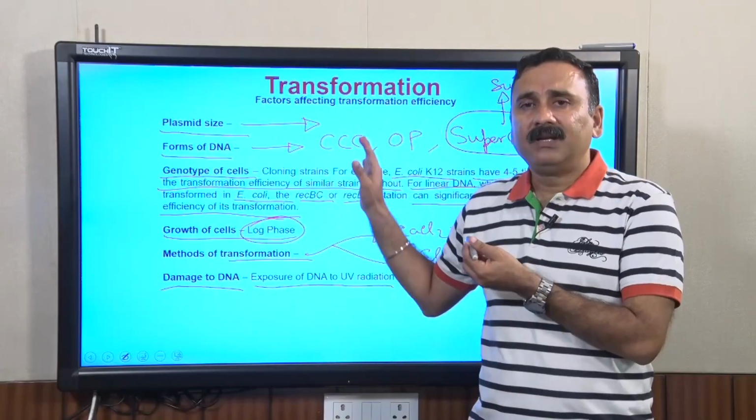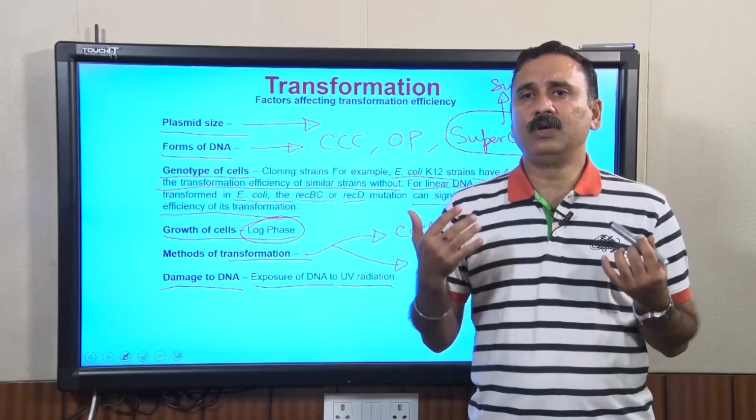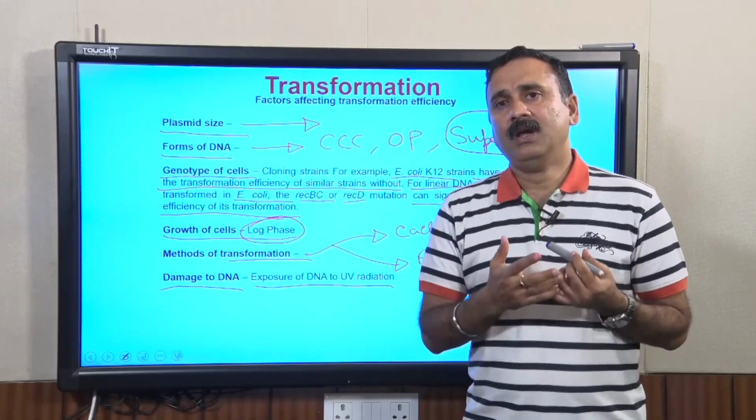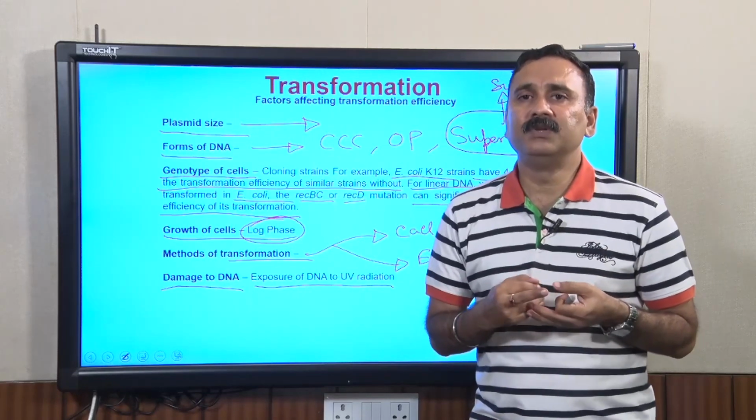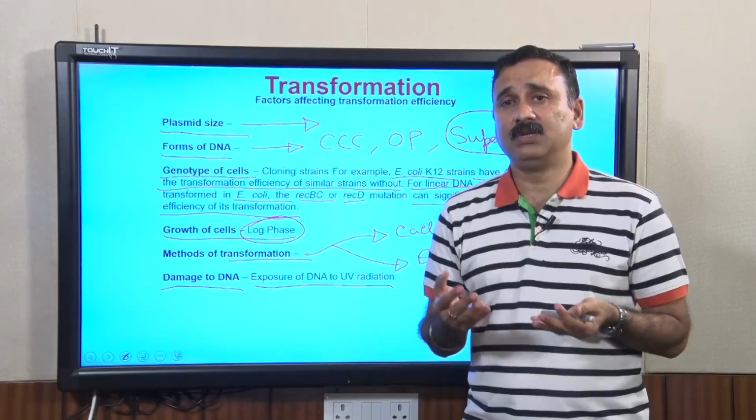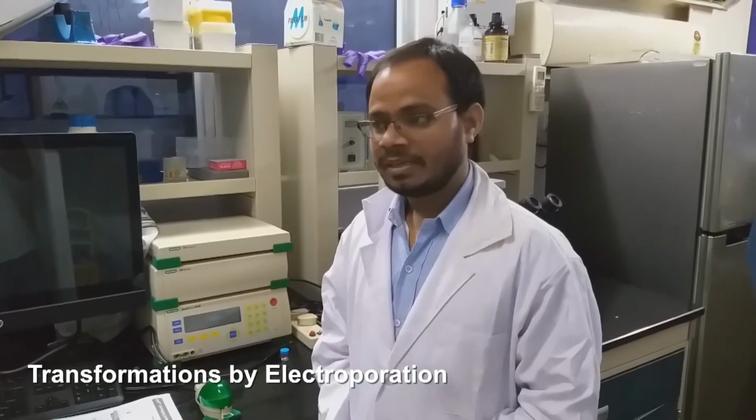And for practical purposes, we are also going to show you a small movie clip from my lab, of how the students are performing the transformation into E. coli. In the previous video, we showed how to transform plasmid DNA using the calcium chloride method. In this one, we will show how to use an electroporator for transforming DNA.